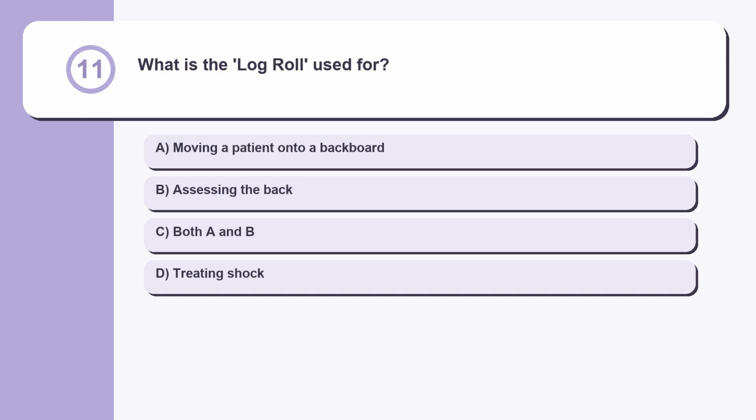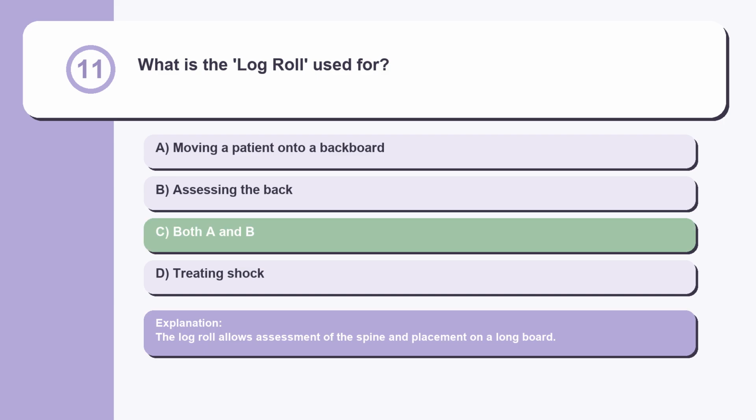Question 11. What is the log roll used for? Moving a patient onto a backboard, assessing the back, both A and B, treating shock. The log roll allows assessment of the spine and placement on a long board.